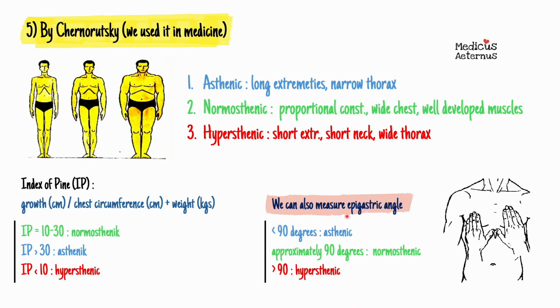The other measurement we use is the epigastric angle. We put the hand here on the chest, and we put the thumbs in the angle of the ribs here. We measure them, and we find out if the angle is less than 90, then this person is asthenic. If it is approximately 90 degrees, then he is normosthenic, and if it is more than 90, it is hypersthenic.